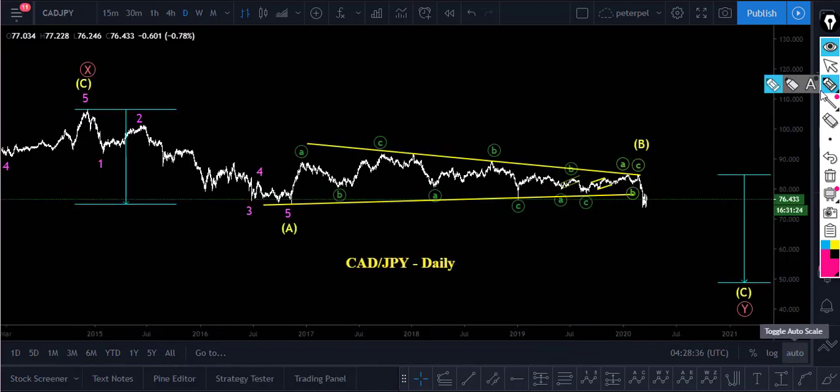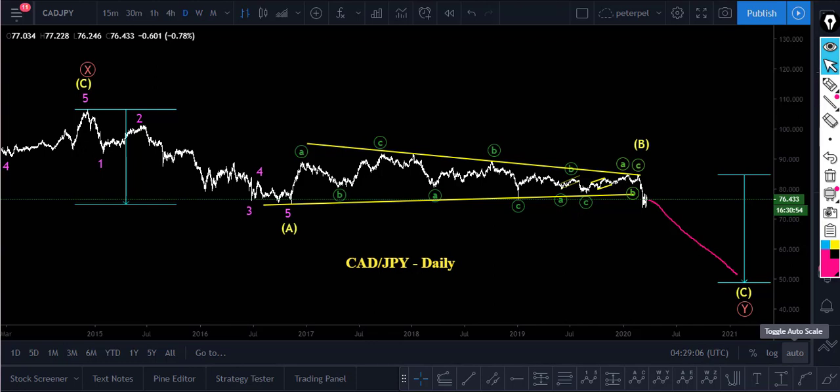Our next pair we are looking at is CAD Japanese yen, and you can see that on the daily time frame we are in a zigzag to complete red wave Y in an ABC zigzag. We had an impulsive wave of 1, 2, 3, 4, 5 to complete yellow wave 1 and a triangle for wave B, and we are anticipating the market giving us wave C, an impulsive wave down.